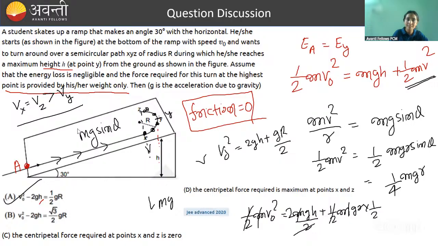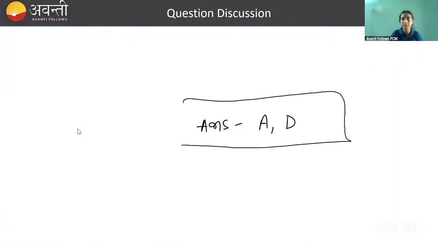I mean, X and Z are at the lowest elevation and hence highest kinetic energy. As you go up this circular track, elevation is increasing up to Y, again decreasing from Y to Z, being minimum at Z. So definitely at X and Z, velocity is maximum and hence centripetal force required will be maximum. So option D spells what? Correct. So what will be the correct answer? A and B.